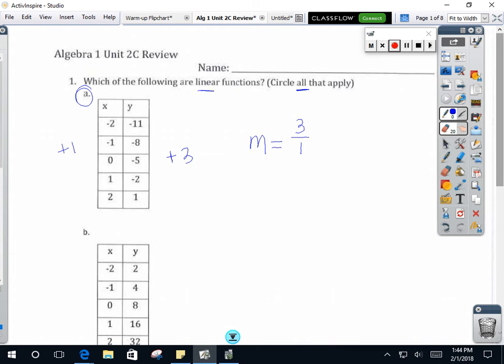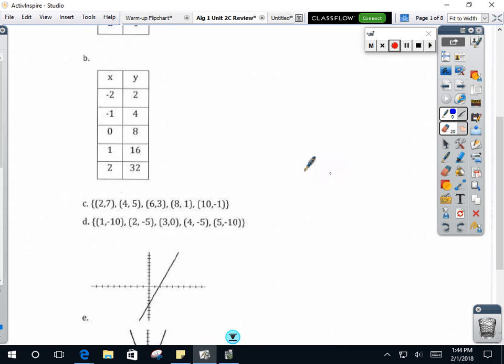Okay, now let's look at B. What are the x's doing to get from 1 to the next? They're also going up by 1. Now let's look at the y's. To get from 2 to 4, you go up by 2. To get from 4 to 8, you go up by 4. Okay? So that is not linear. Okay? Linear has a constant rate of change, which means it would go up by the exact same thing every time, or it could be going down by the same thing every time. So this one's not linear.